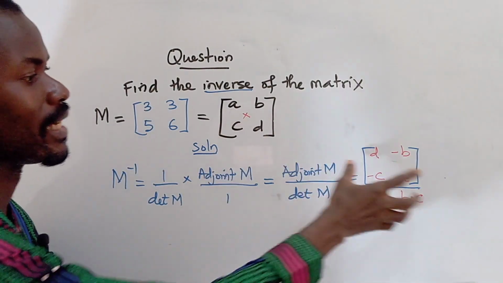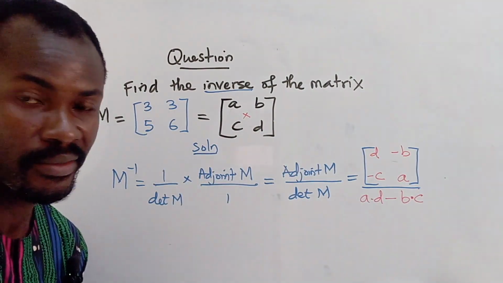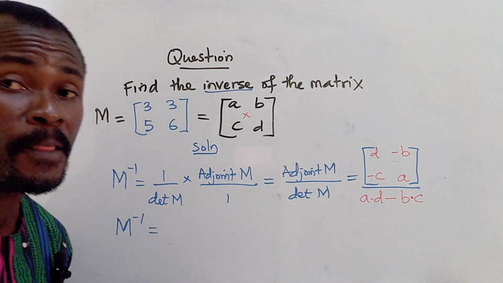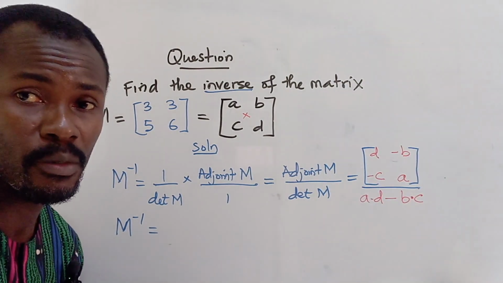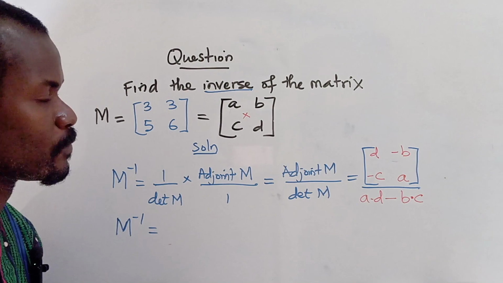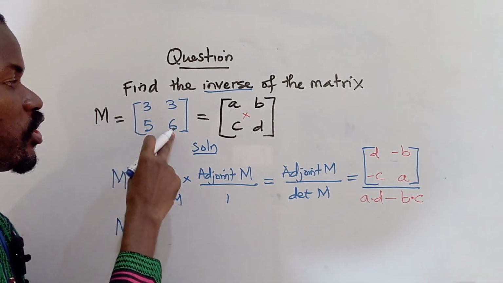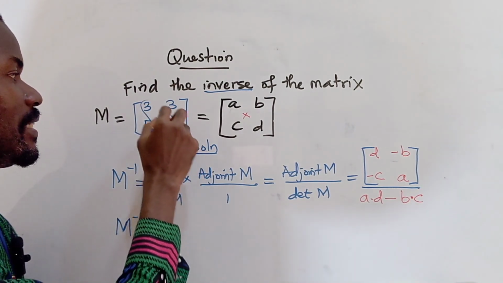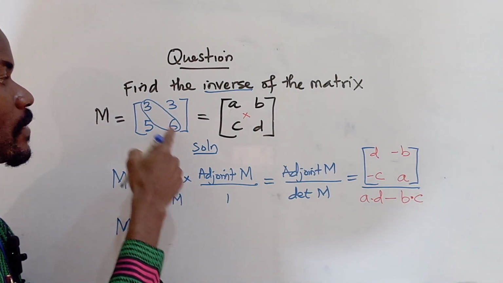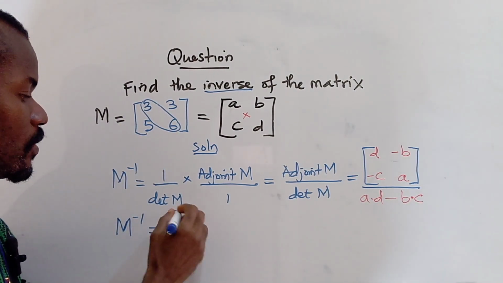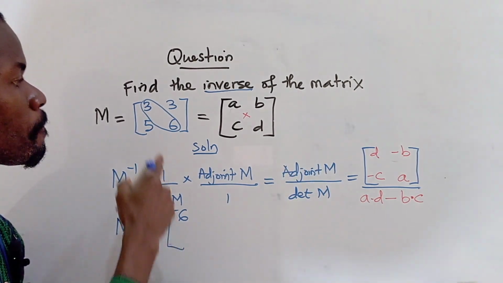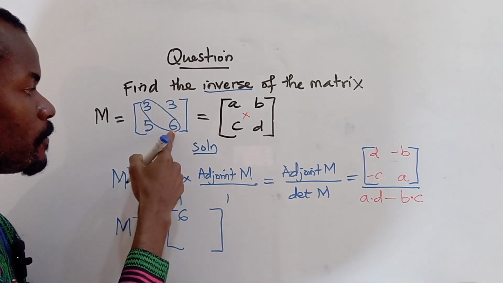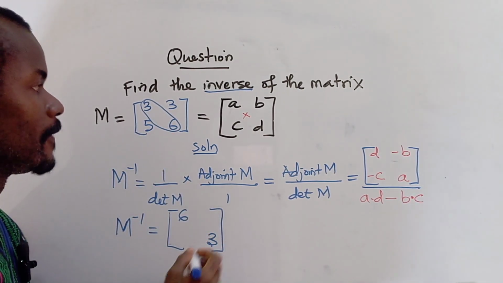We can apply all that we did here to this. So let's do that. Our M inverse is going to be, this method is the method by formula. So let's use the formula to apply. I will interchange this leading diagonal. This diagonal is called the leading diagonal. So 6 is going to take the place of 3, so we have 6 there. And 3 is going to take the place of 6, so we have 3 there.